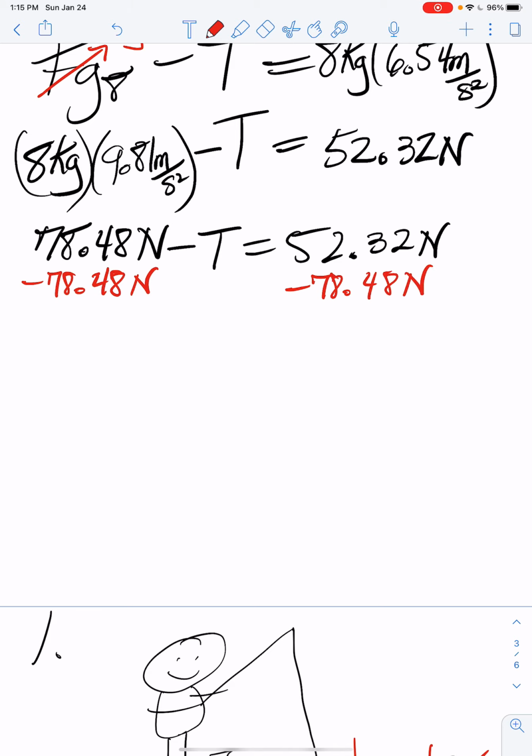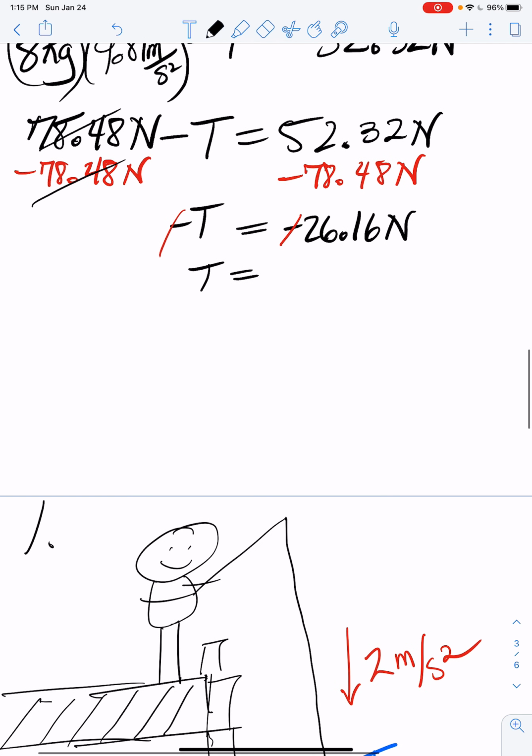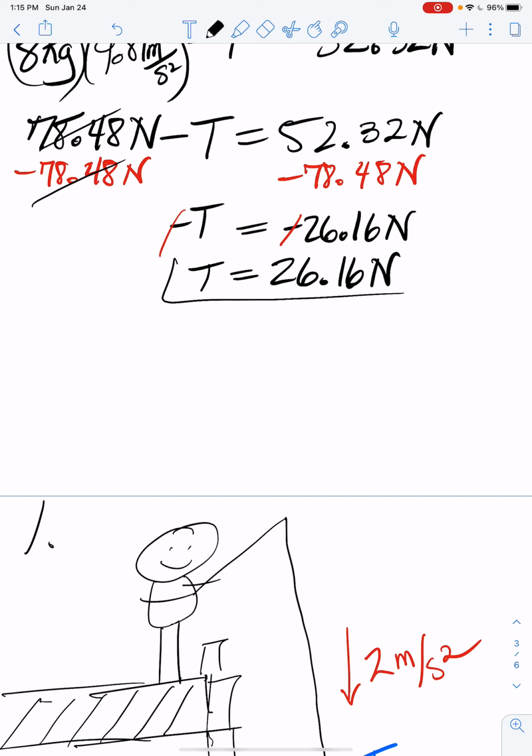Notice that because the other side is going to be negative, well, both sides are going to be negative, we're actually going to get a positive answer. So we do the math there, we get a negative t equals negative 26.16 newtons. Negative signs will cancel away, and we're left with t equals 26.16 newtons.